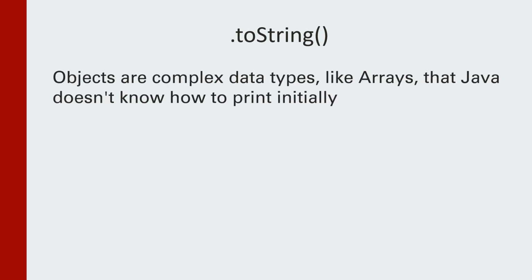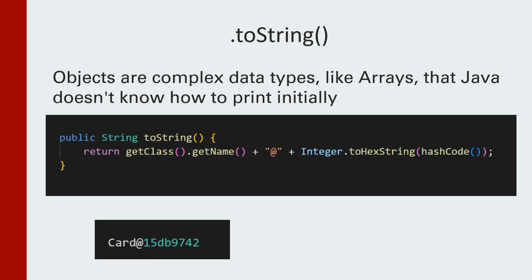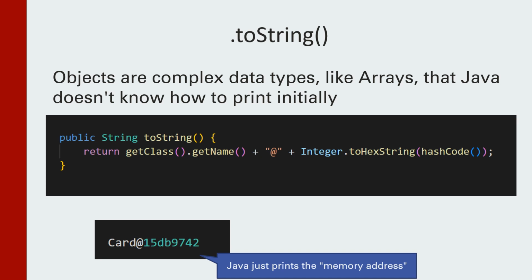Now, it turns out that toString is something that Java provides for all objects as a standard. But objects are complex data types, like arrays, and Java doesn't actually know how to print them. So I wrote my own toString method, but there's a standard way that Java does toString, which actually looks like this. It's public String toString, return getClass().getName() plus an @ plus Integer.toHexString(hashCode()). And so for a Card object, it would actually be Card at some hex string. So what's happening, like we had with arrays, is Java is just printing the memory address because it doesn't know what to print otherwise.